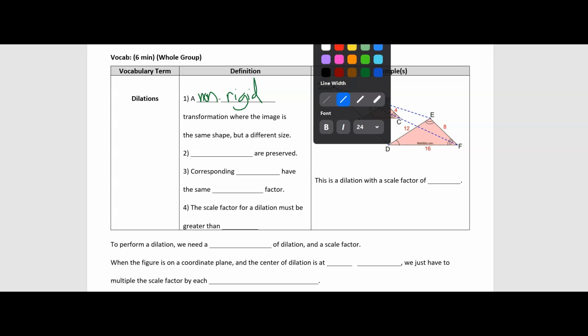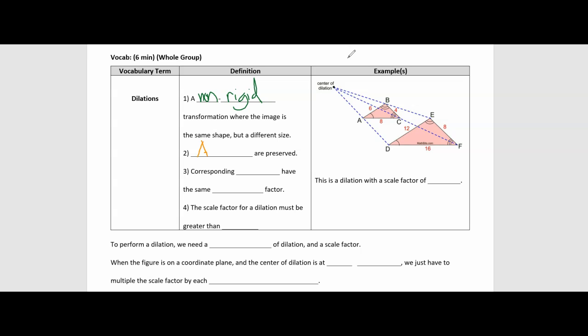What does stay the same are the angles. So angles are preserved. Angle measurements when you perform a dilation will not change. What can change is the length of a side. So corresponding sides can change, but they will have the same scale factor, and we'll talk about what that is in a second. The scale factor for a dilation must be greater than 0.